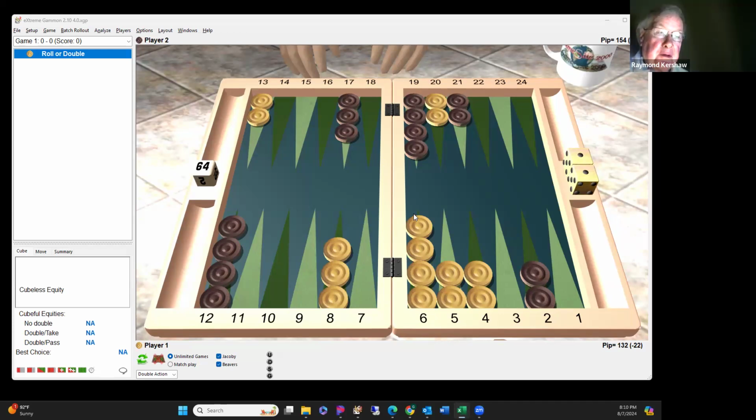None, because black's got an anchor. Yeah, black has an anchor, so really not much for a blitz here. And so that's a big 0 for that one.